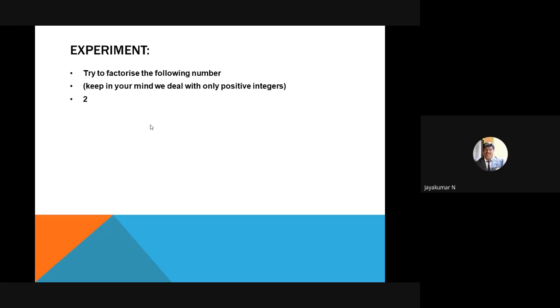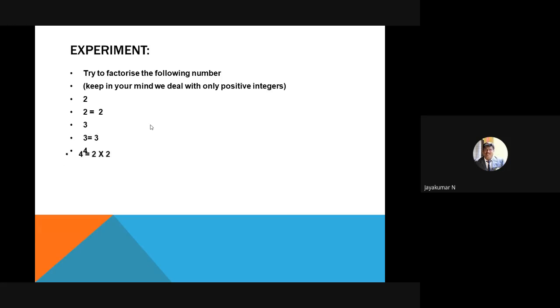First, what about the factors of 2? So here I omit the factor 1. Okay, one is always a factor for each and every number. So I omit 1. What are the factors of 2? 2. What are the factors of 3? Simply 3, because 2 is a prime, 3 is a prime. What are the factors of 4? 4 is not a prime. 4 is a composite number.